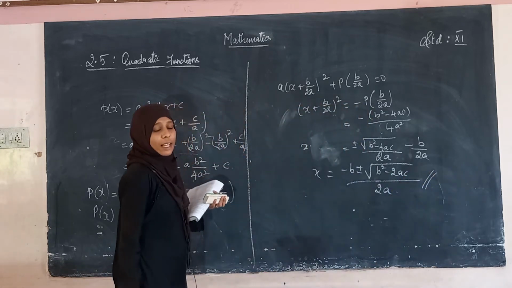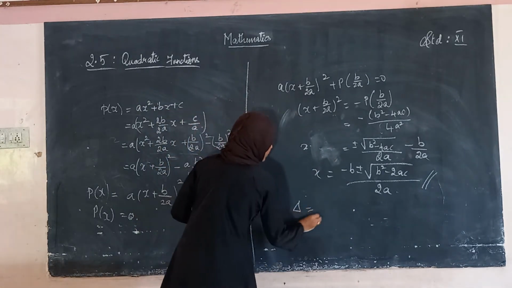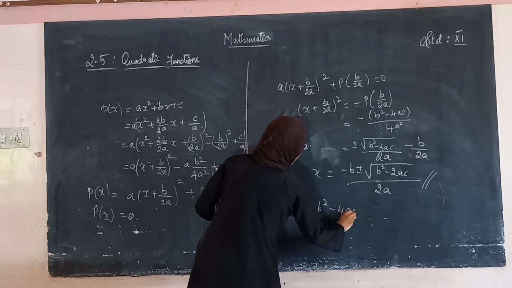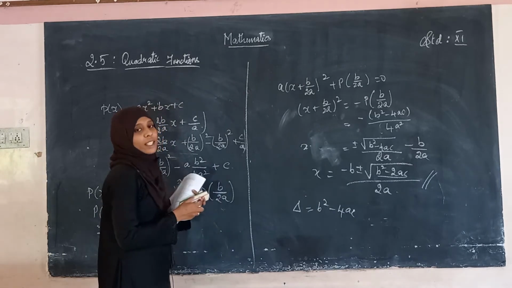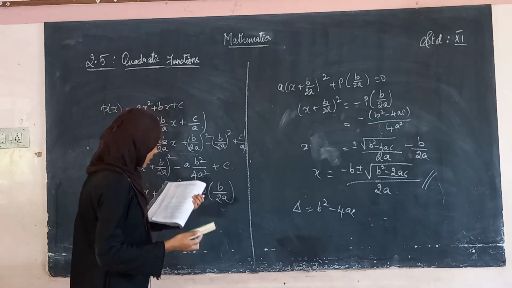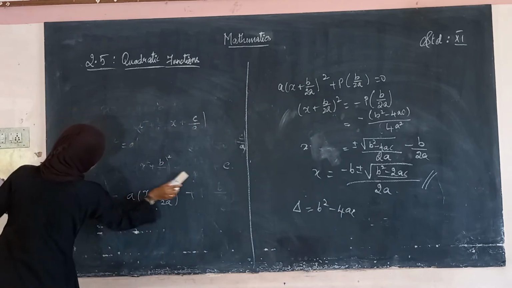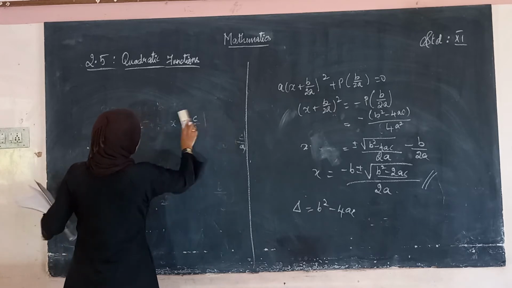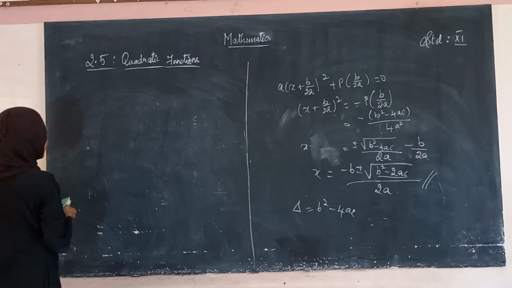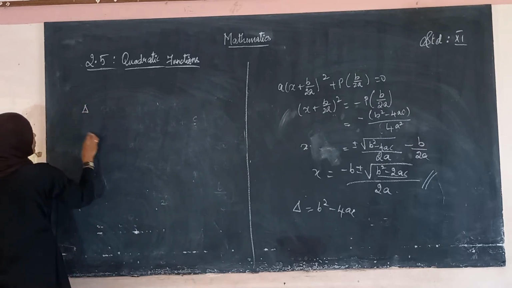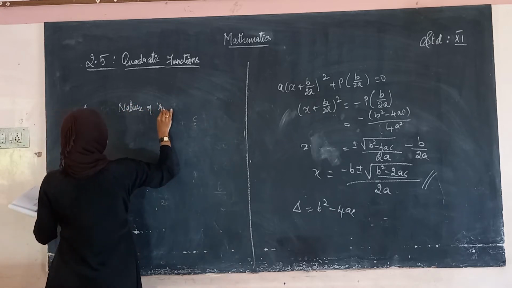So we have already seen that in this formula, what is the discriminant? Discriminant is denoted by del. The value of discriminant is b square minus 4ac. This term alone is said to be the discriminant. This discriminant is used to find the nature of the roots of the given quadratic equation. See how we are going to find this. This is the discriminant value. In your book they have given the nature of roots.